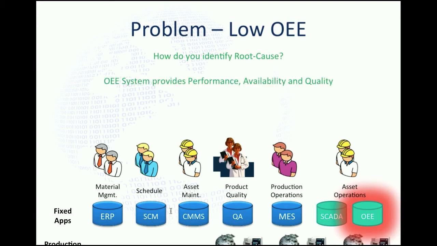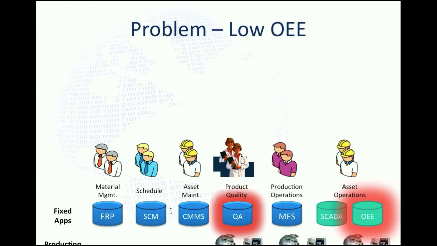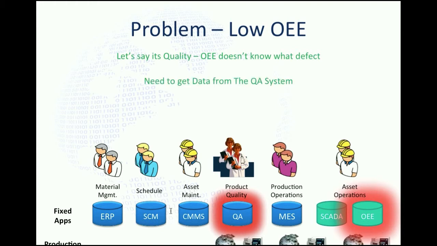Well, the OEE system provides three statistics or three fractions: performance, availability, and quality. So if I look into it and it says, hey, it's actually product quality is my issue. How do I actually find out what the quality problems are? Well, the OEE system doesn't know what the defect is. That's stored in the quality system. So I need to get data from that system. I might need to get a login. I might need to put a request into IT. The data in that system is stored under different context than the information in the SCADA and OEE system.